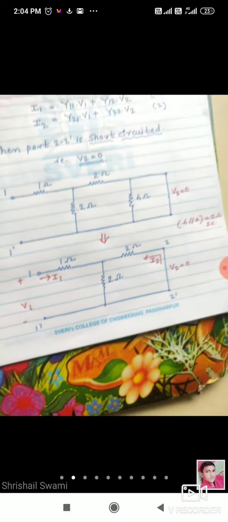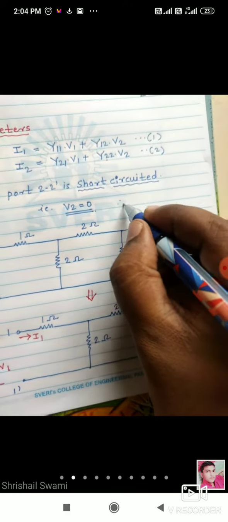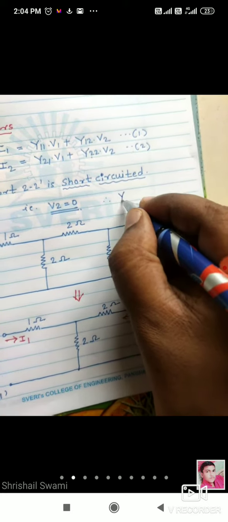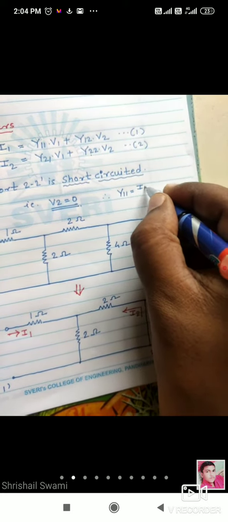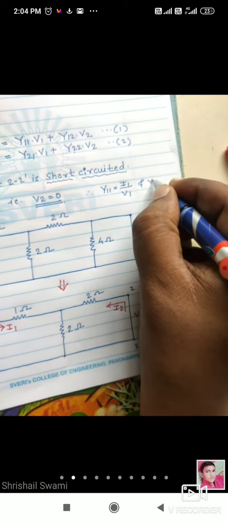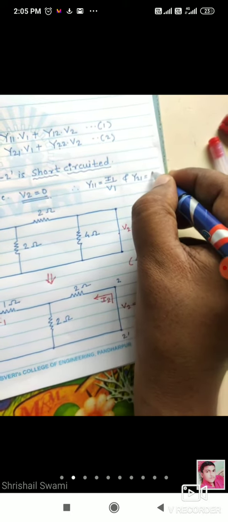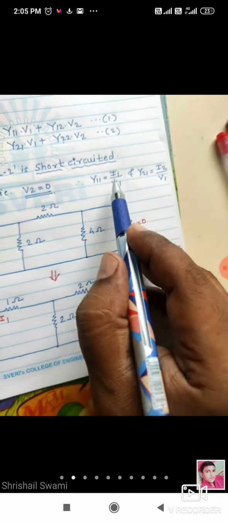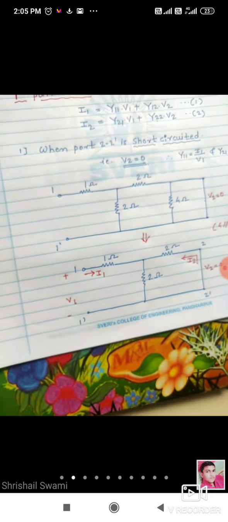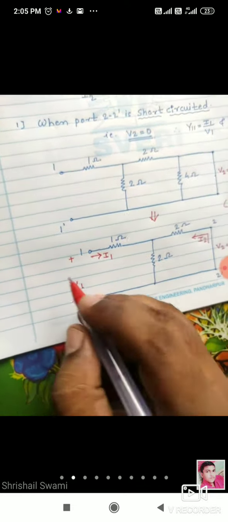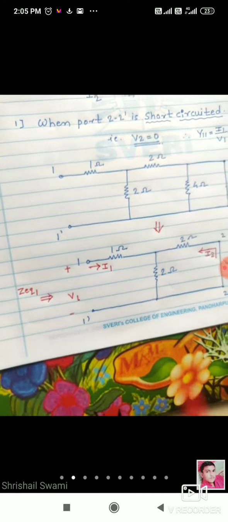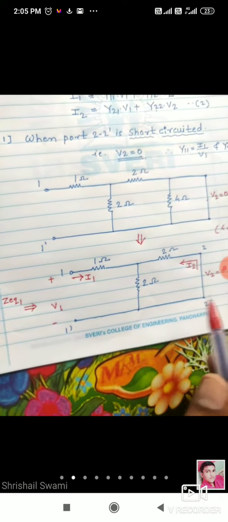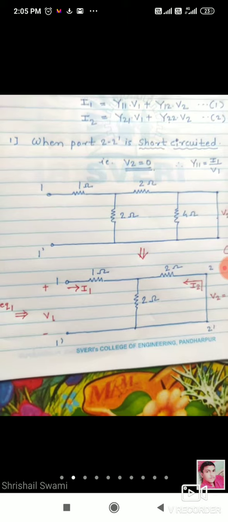Okay. Now whenever V2 equal to 0, you will get two parameters. Y11 is equal to I1 upon V1 and Y21 is equal to I2 upon V1. So these two things you have to find out. Now I1 upon V1 means what? Z equivalent 1. This is common for each and every network. So Z equivalent 1 you can find out. You can observe from this side, measure from opposite side. Who will tell the answer quickly, orally?